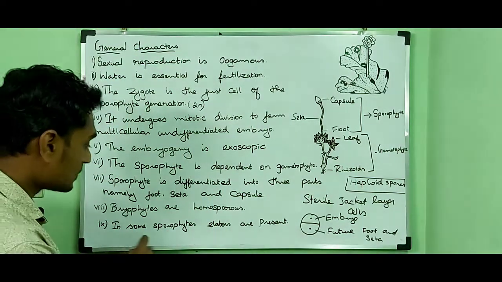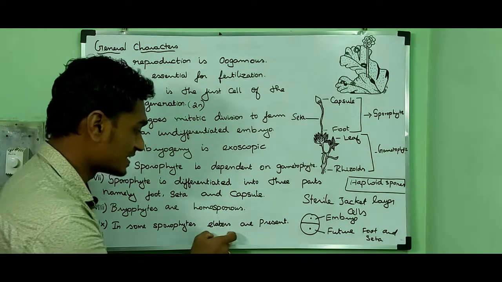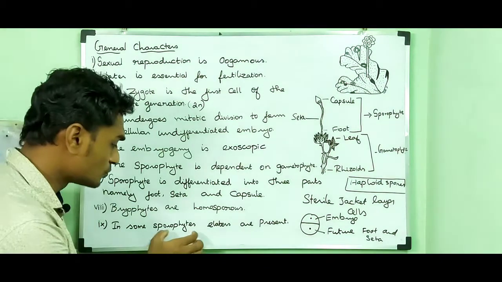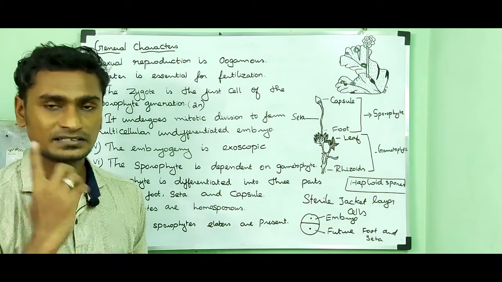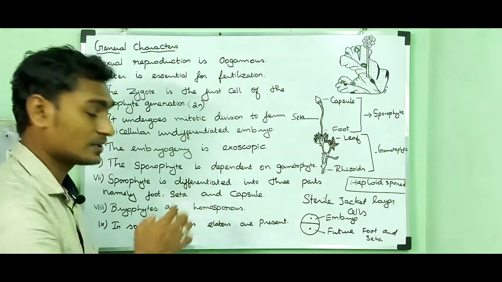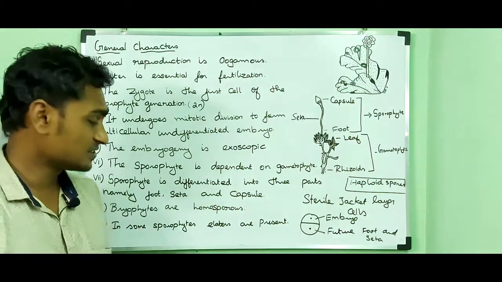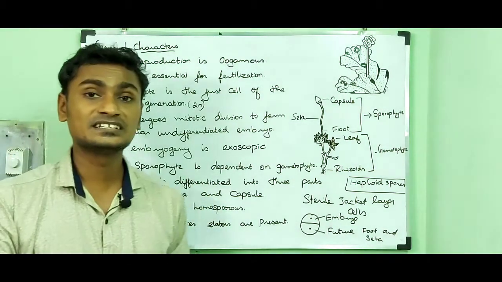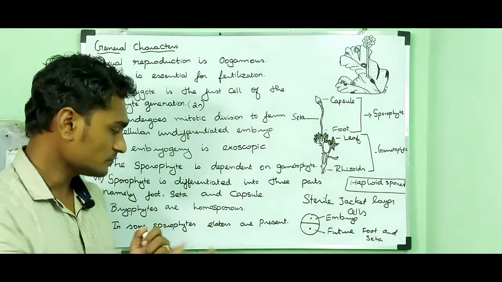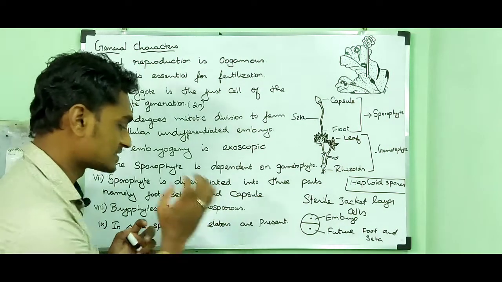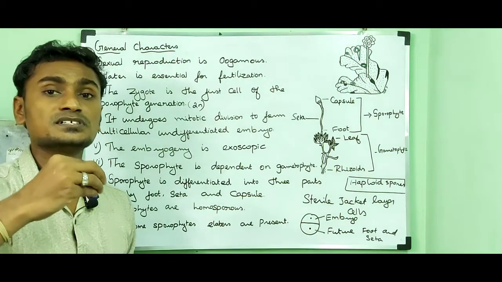Then in some sporophytes elaters are present. It is a tubular structure. Elaters are tubular structures which contain spiral thickenings. These elaters are helpful in dispersal of spores. Especially these elaters are present in liverworts, that is Hepaticopsida, a Bryophyte group. Okay? The function of these elaters is that they disperse the spores.